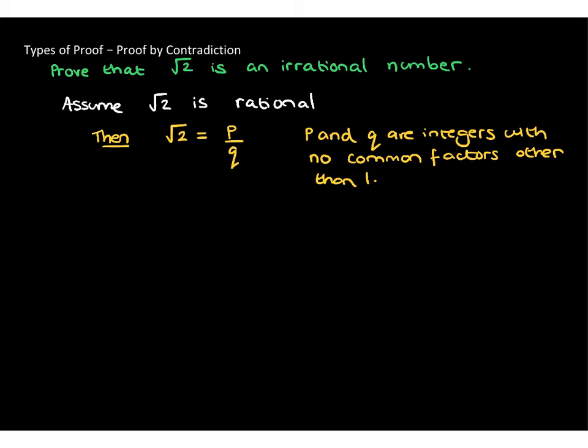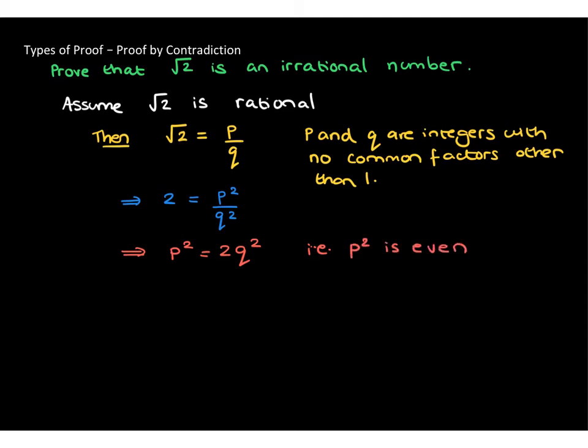Now, what can I deduce from this statement that I've written down? Well, I'm going to square both sides, which I can do because they are equal to each other. So this then gives me 2 is equal to p squared over q squared. And from here, I can rearrange this so that it tells me that p squared is equal to 2q squared. Now, this tells me that p squared must be an even number, because it's 2 lots of something. It's a multiple of 2.